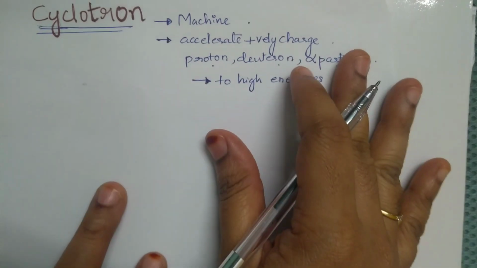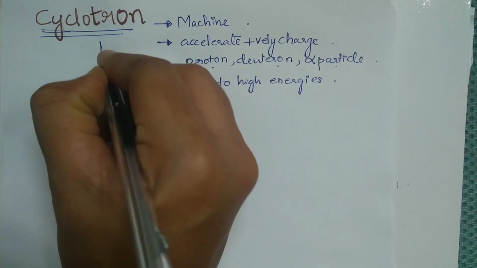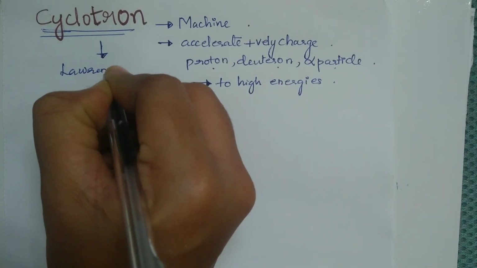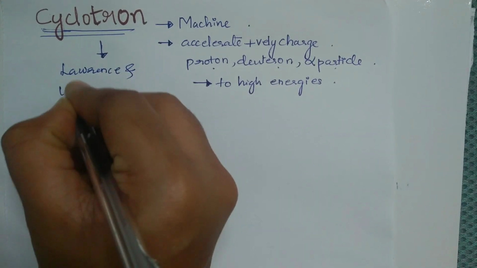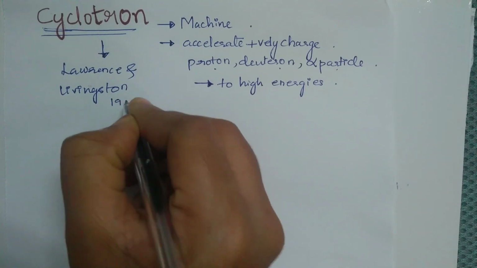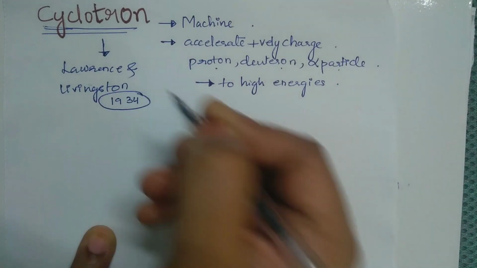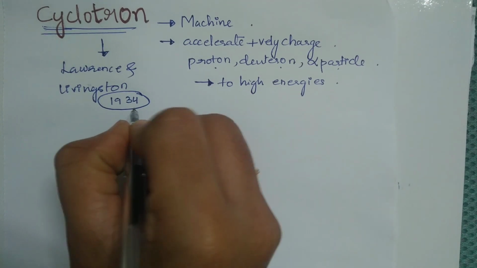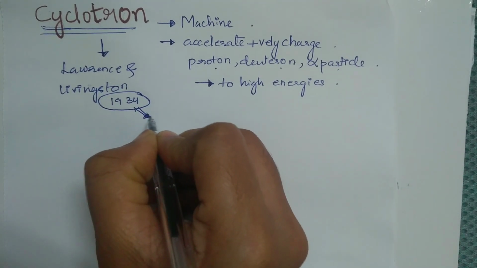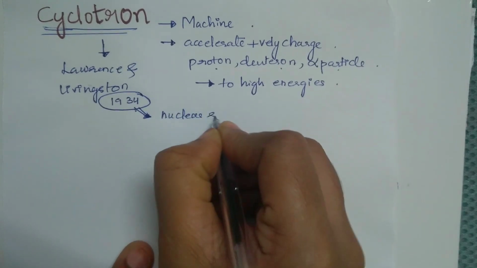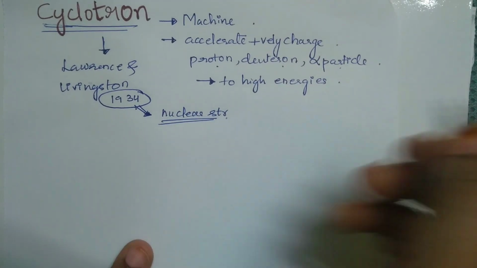This cyclotron was invented by Lawrence and Livingston, in the year 1934. What was the purpose of inventing it? To investigate the nuclear structure. It was invented to investigate the nuclear structure. This is also very important.